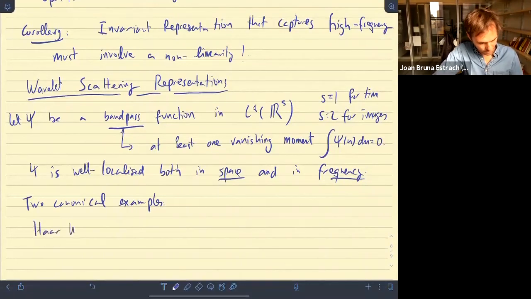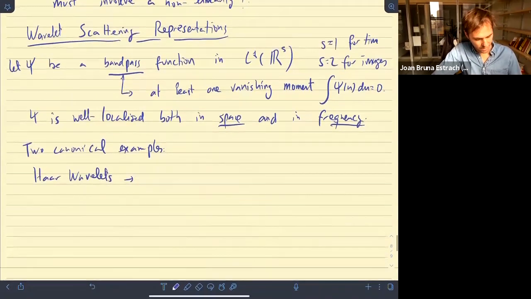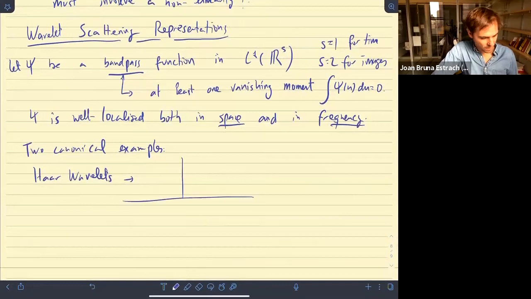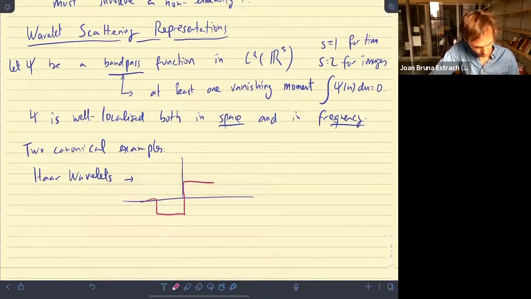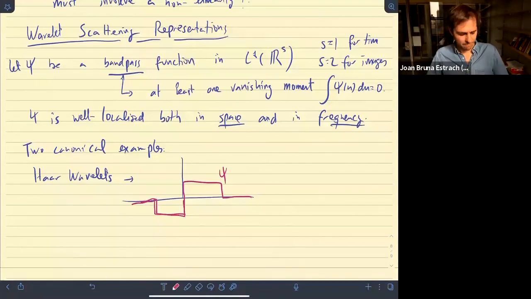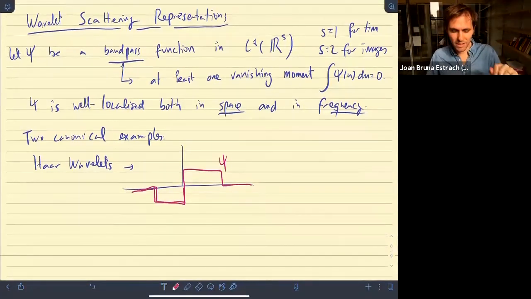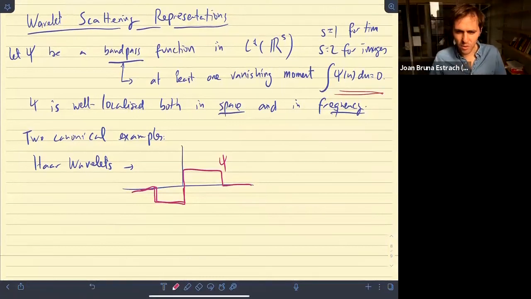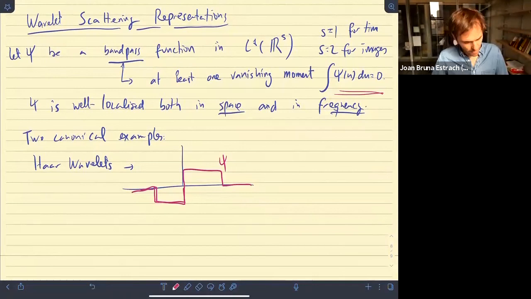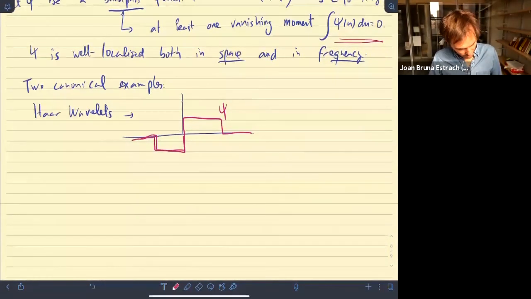Hard wavelets. The corresponding phi looks like a wave that has basically two parts, a positive and then a negative. It's a little wave. In that case, you can verify that it has zero mean, so the average of this wave is 0. And indeed, these wavelets are very popular across many applications.